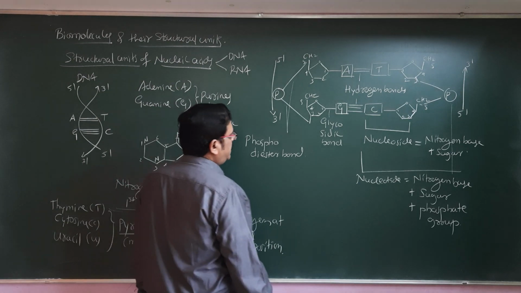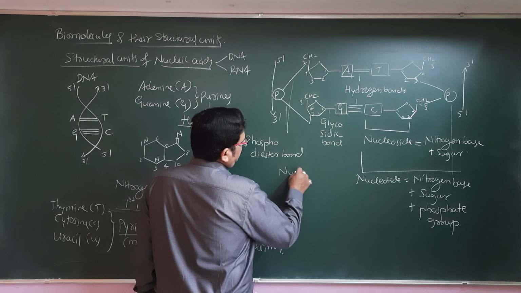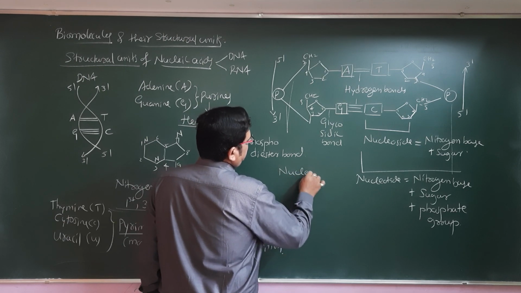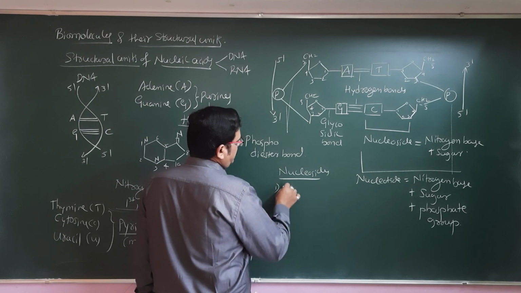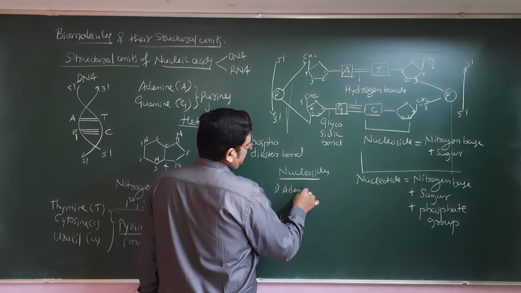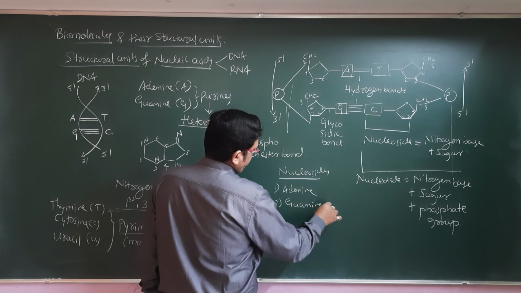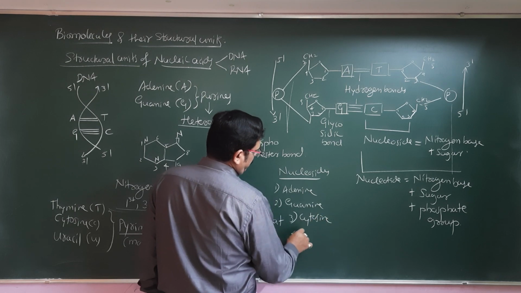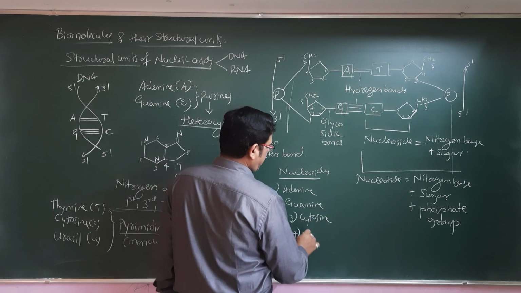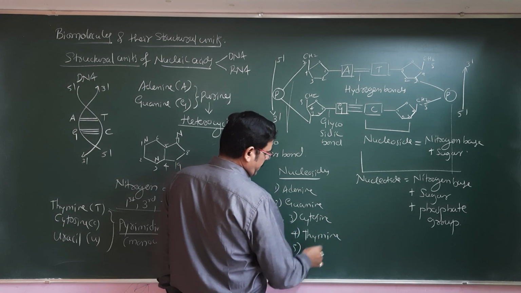They can be denoted as nucleosides. Let me give you how they are named: adenosine, guanosine, third cytidine, fourth thymidine, and fifth, in RNA, it is uridine.